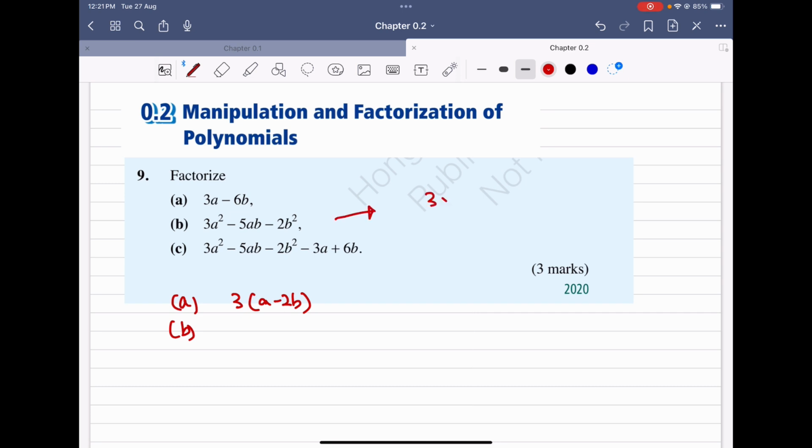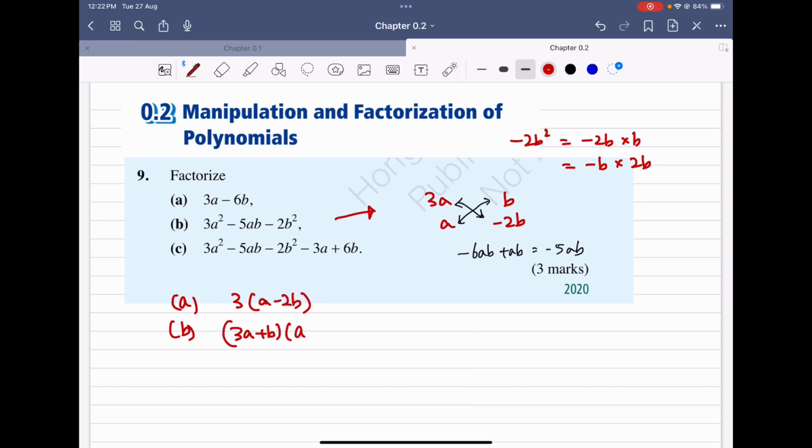So you try to use the cross method, 3 and a. You have to think about minus 2b squared. Actually, it is minus 2b times b, or you can think of it as a minus b times 2b, like this. So you have to think about where I should put it. And because the center one is minus 5ab, I would say that this one is minus 2b, and then b here. The reason is that 3a times minus 2b is minus 6ab, and a times b is positive ab. So minus 6ab and then plus ab, you can get minus 5ab, which is the middle term. So in this case, you get 3a plus b bracket times a minus 2b.